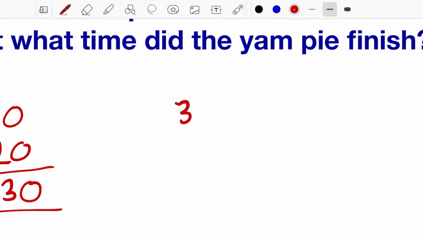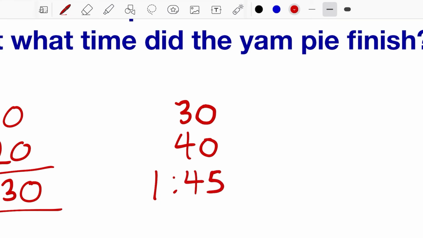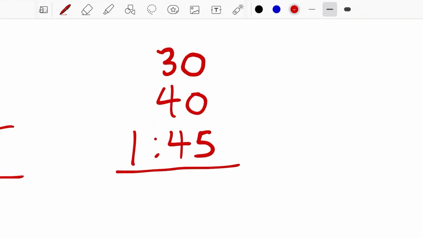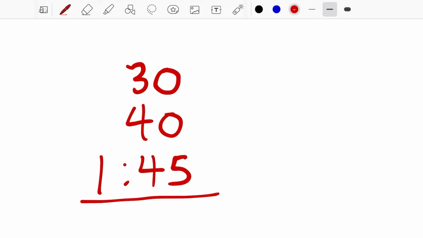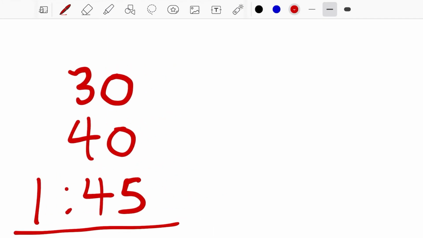So that's 30 plus 40 plus 1 hour and 3/4 of an hour, which would be 45 minutes. If we work out 3/4 of 60, we will get 45. So let's add these together. 40 plus 45 is 85. 85 plus 30 will be 115. So that's 115 minutes.